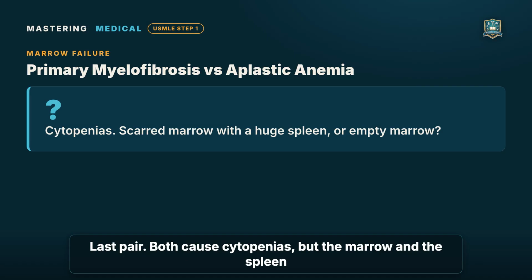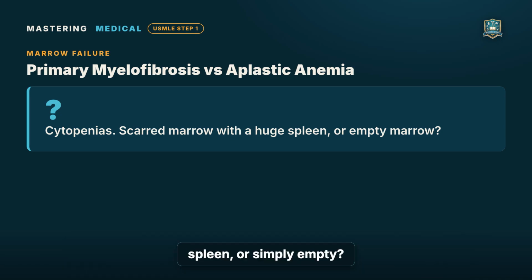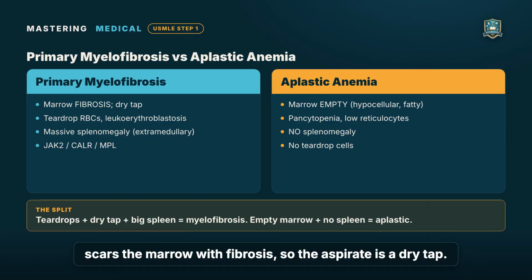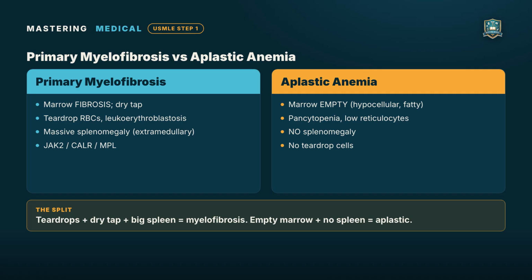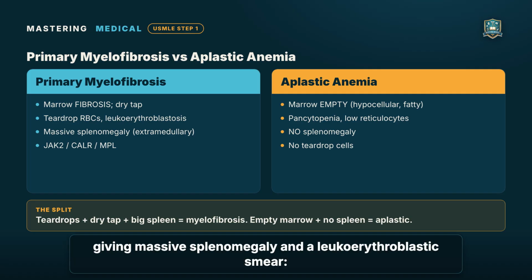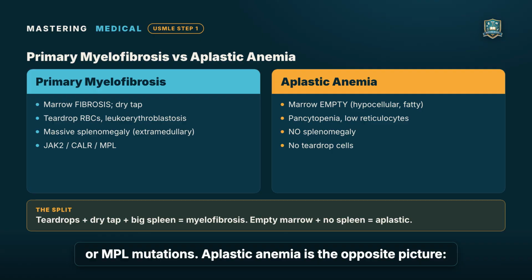Last pair, both cause cytopenias, but the marrow and the spleen look completely different. Is the marrow scarred with a massive spleen or simply empty? Primary myelofibrosis is a myeloproliferative neoplasm that scars the marrow with fibrosis. So the aspirate is a dry tap. The blood production gets pushed out to the spleen and liver, giving massive splenomegaly and a leukoerythroblastic smear. Teardrop-shaped red cells, nucleated red cells, and immature granulocytes with JAK2, CALR, or MPL mutations.